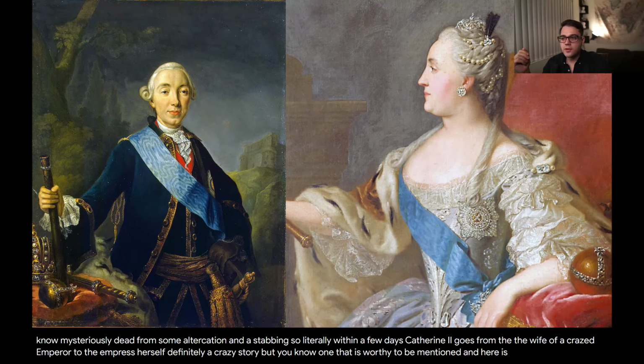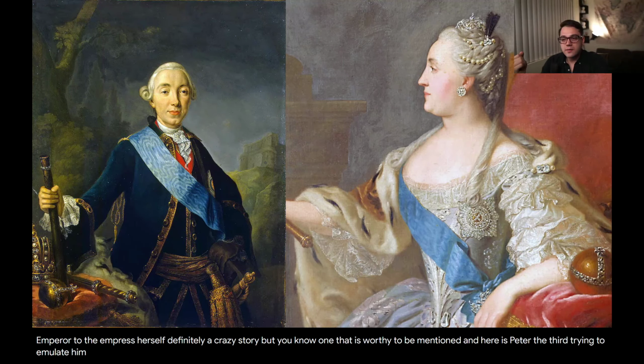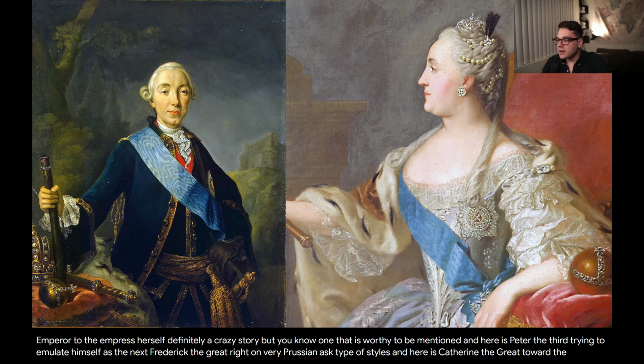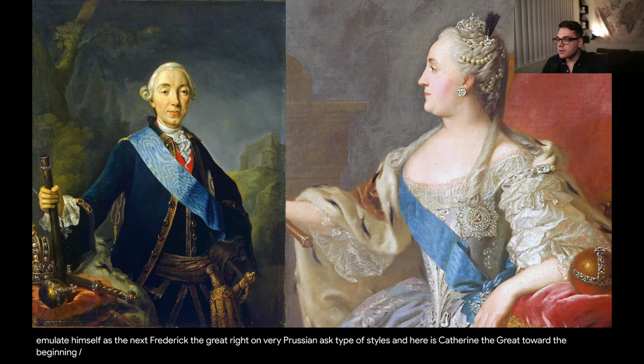And here is Peter III trying to emulate himself as the next Frederick the Great, right? And very Prussian-esque type of styles. And here is Catherine the Great toward the beginning/middle of her reign.